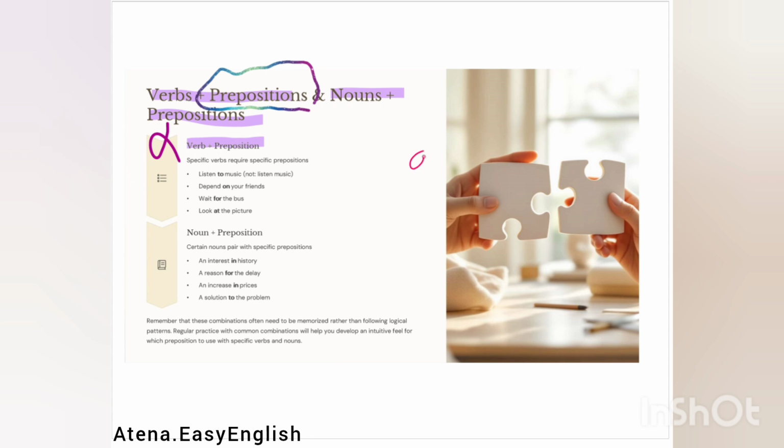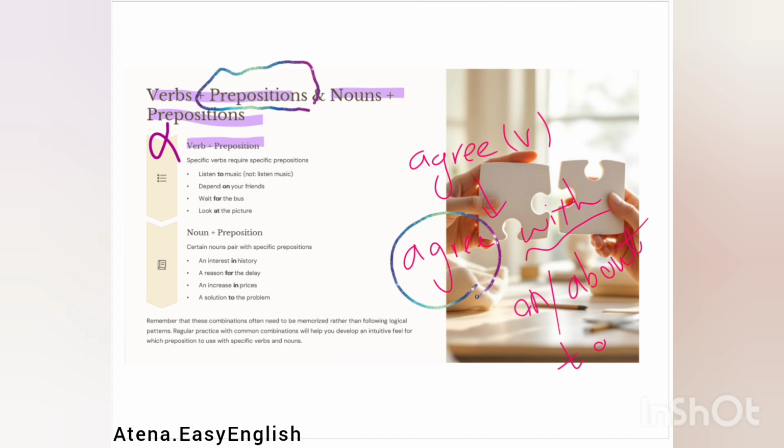For example, imagine the verb agree. There is a verb in English called agree. So you can use agree with the preposition with, and also agree on or agree about something, agree to do something. So sometimes a verb can have more than one preposition, with, of course, different meanings.